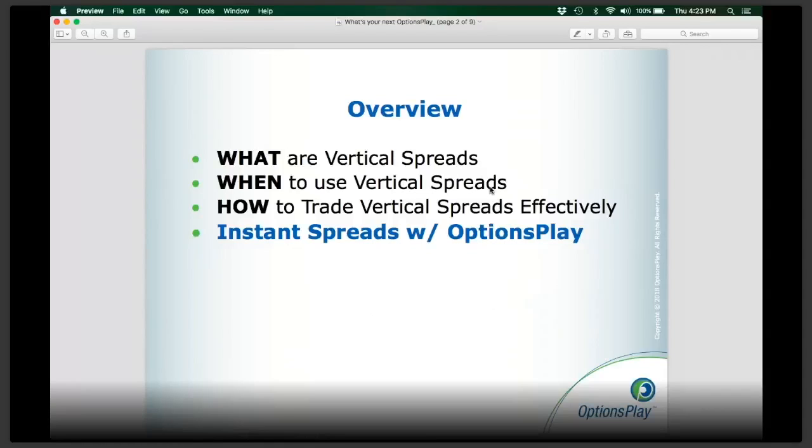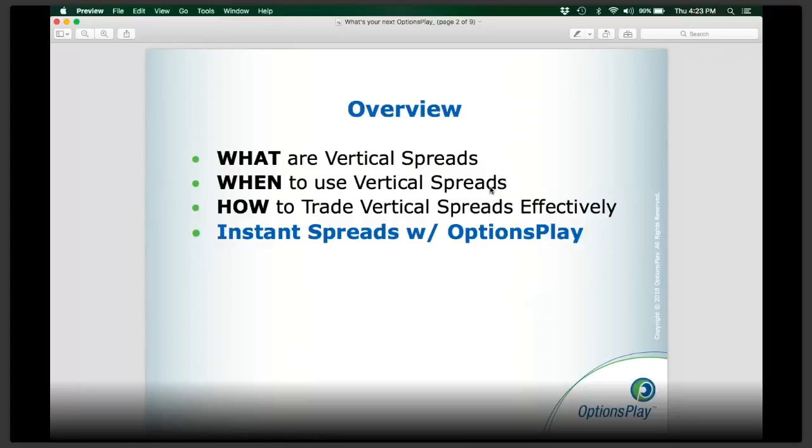So first of all, we'll talk about what are vertical spreads. I'll talk a little bit about what are debit spreads and what are credit spreads, what the difference between the two are. We'll talk about when to use vertical spreads, because it's very different between credit versus debit spreads, to understand when you should use them. And then lastly, we'll talk about how to trade them effectively in your account. So the different nuances between the two strategies, understand how to manage risk, understand when to enter these types of trades, what type of market conditions to use them in.